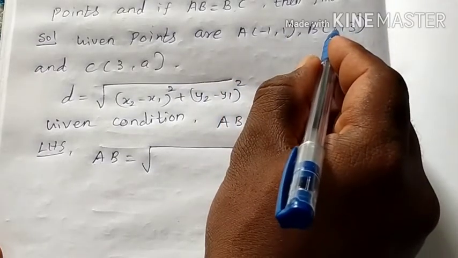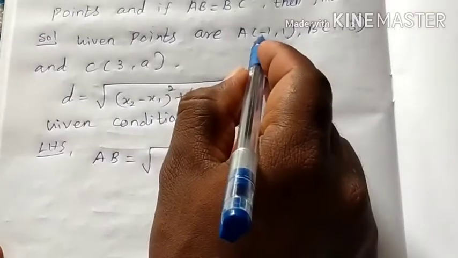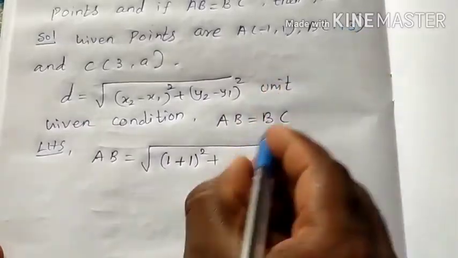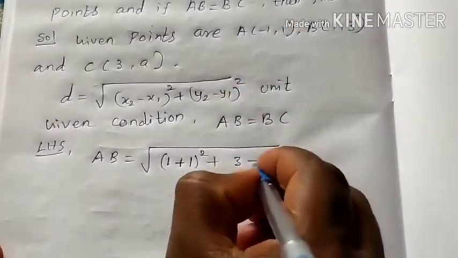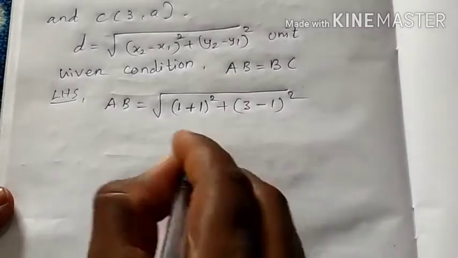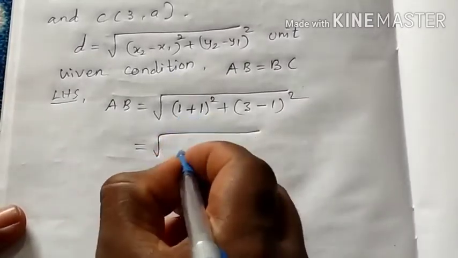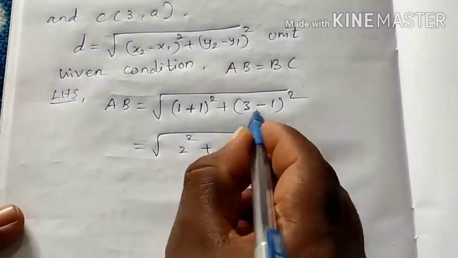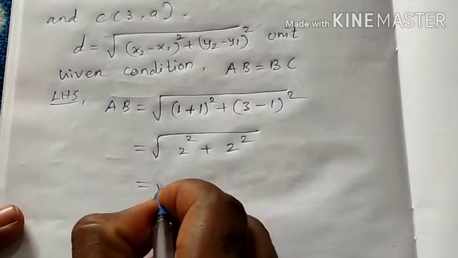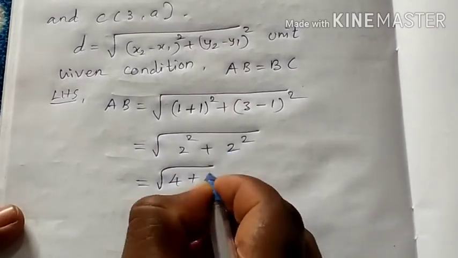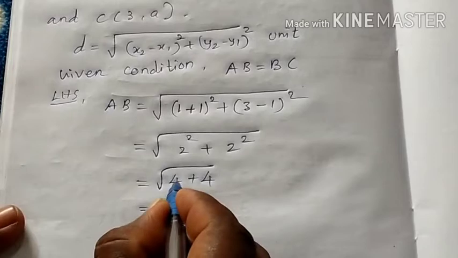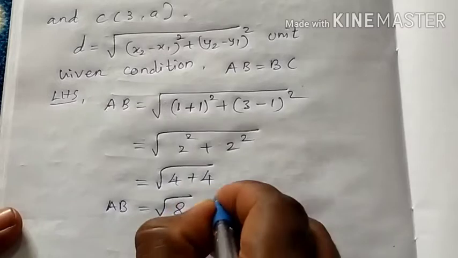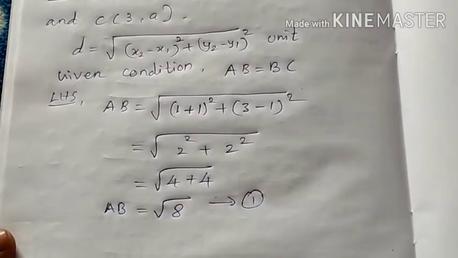Substitute the values. x2 minus x1 is 1 minus of minus 1, so plus 1, the whole square, plus y2, which is 3, minus y1, whose value is 1, the whole square. The square root of (1 plus 1 is 2) 2 squared plus (3 minus 1 is 2) 2 squared, which is equal to the square root of 4 plus 4, which is the square root of 8. This is the AB value. So this is 1.